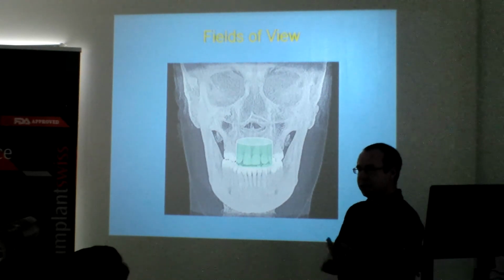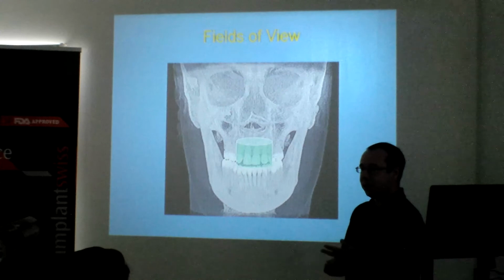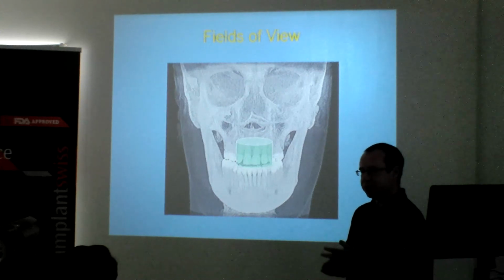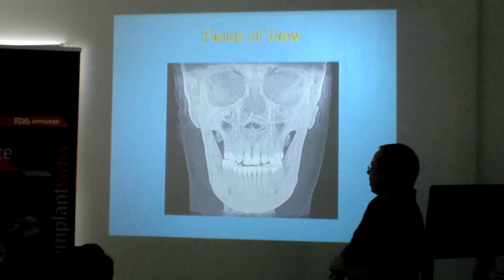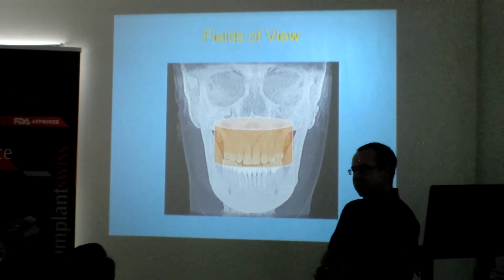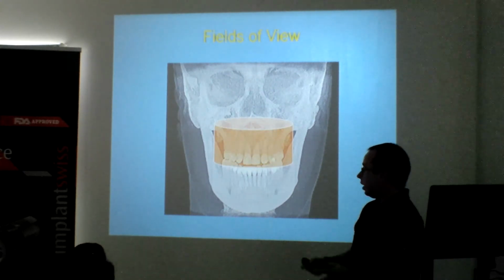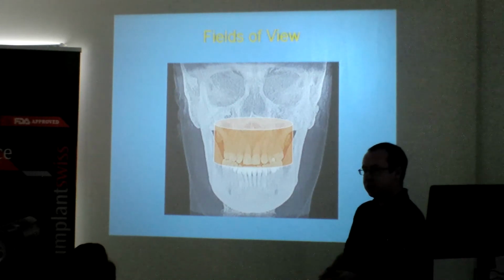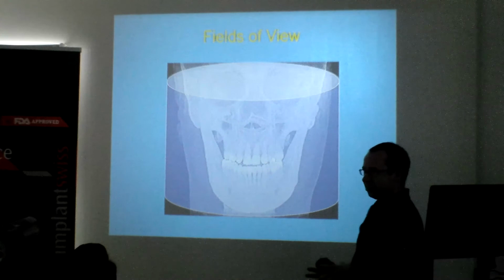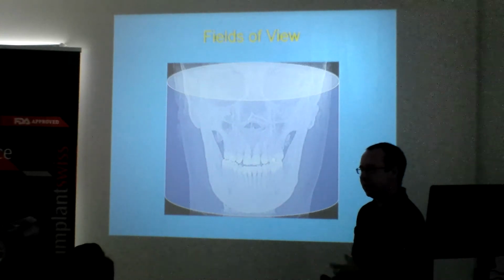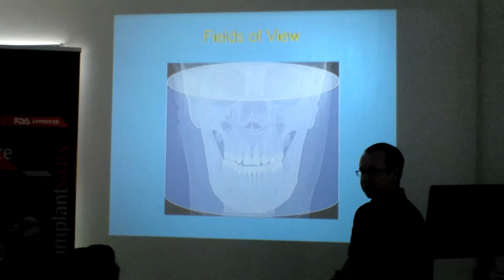It can be classed as an FOV or an ROI in some instances as well. Some people might use region of interest. So field of view or region of interest. The next one we've got is up to 6 to 11 centimetres in height and diameter. So that's known as a medium field of view. And then we get into the large field of view. So this could be anything from an 11 centimetre up to 24 centimetre diameter scan.